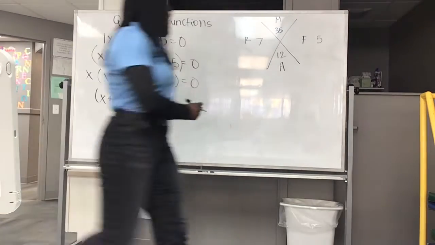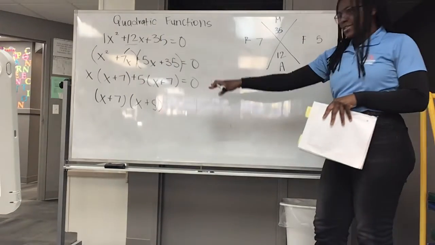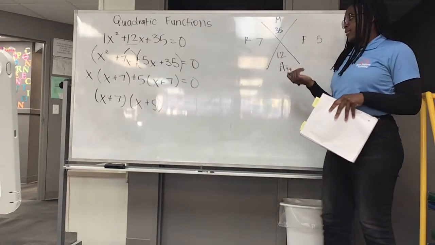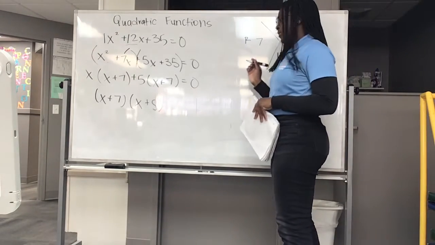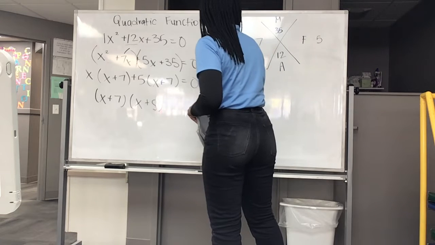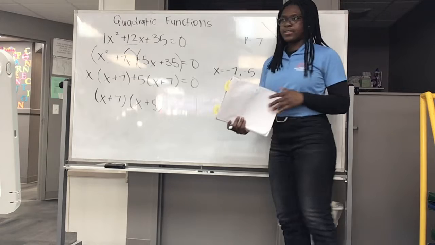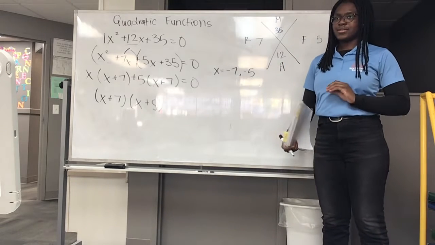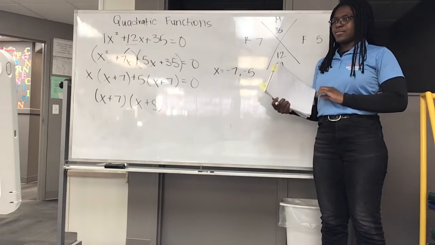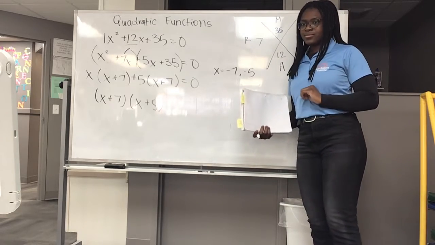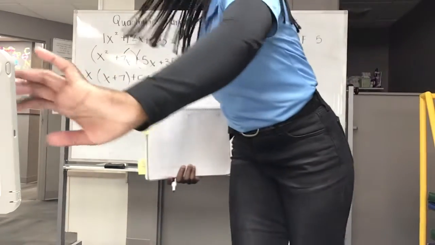Okay, and so lastly, to find our two solutions, we're going to set those two equal to 0. So what would our x's equal? -7 and -5. Yep. So x equals -7 and -5. Okay, so do you guys have any questions? No? Anyone? Anyone online have any questions? No? Okay.